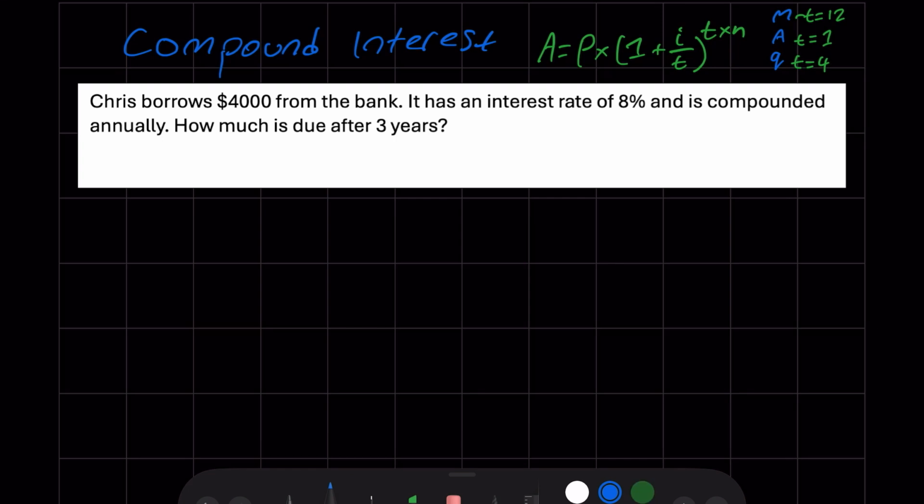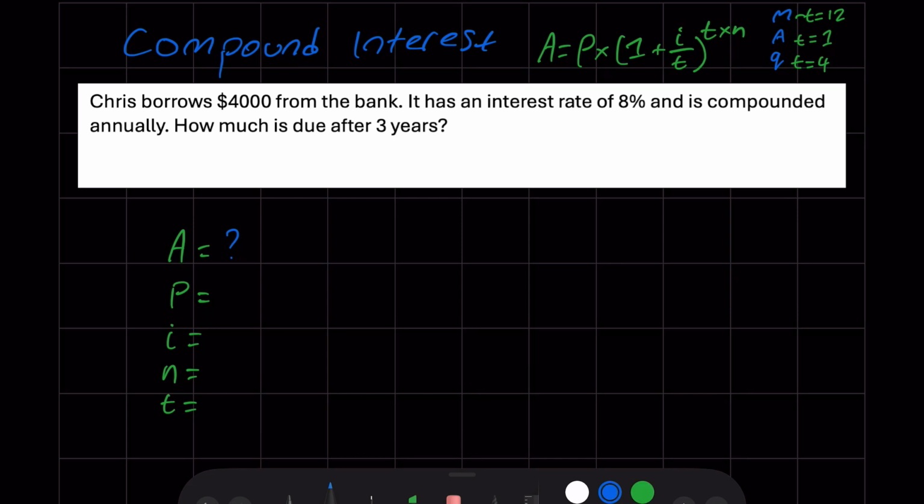Let's go through our letters. We have A, which we don't know yet. The question wants us to find the value for A. We have P, our principal. We do know P. We have I, our interest rate, N, the number of years, and T, a special number for compound interest, the number of times it is compounded in the year.